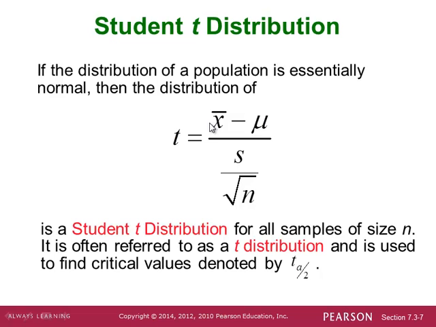Here's how you calculate your t statistic, where you take the sample mean x bar minus the known or presumed population mean. I'm sorry, mu is the population mean. So you take the sample mean minus the population mean, and then you divide by the sample standard deviation, which is s, over the square root of n. All right, so remember that x bar minus mu over s over square root of n. That's going to calculate your t-value.